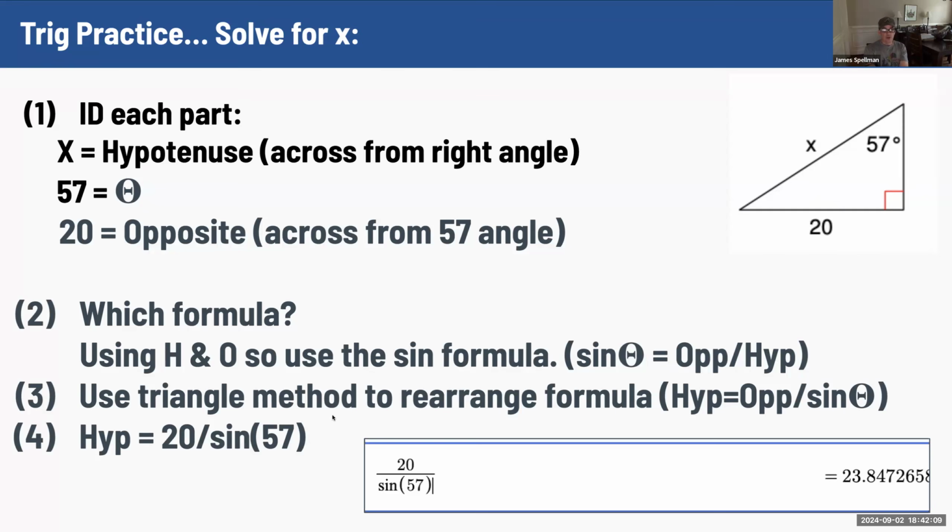And we plug our numbers in. Again, we should put 20 divided by the sine of 57, and I'm going to get this number in my calculator. Again, if you didn't, then you're probably using the graphing calculator. Does this number make sense? 23.84, that's the hypotenuse. It is the longest side, so it should be slightly longer than the other side that we have over here. Pause for a moment if you need to.